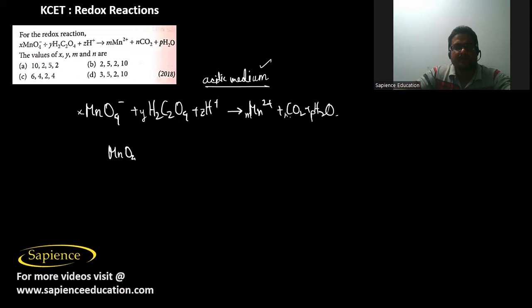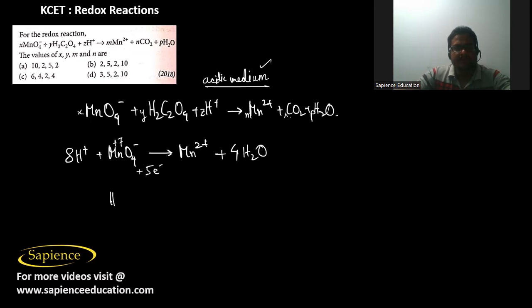So here MnO4 minus goes to Mn2 plus. Here Mn is in +7 state, so it has to gain 5 electrons. Here there is a lesser amount of oxygen, so we have to add H2O. So 4 H2O I should add. And then here we have got a lesser amount of H plus ions, so we will add 8 H plus ions.